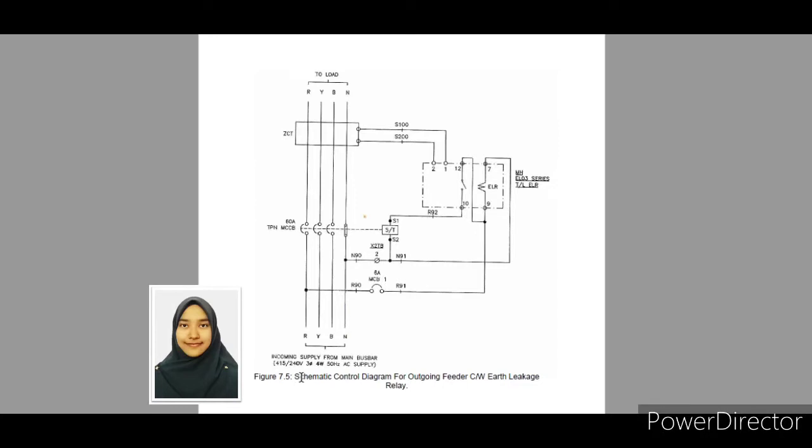Now let's take a look at figure 7.5, which is schematic control diagram for outgoing feeder CW earth leakage relay. The concept is the same, but the difference is this circuit used to trace the leakage current, and the circuit before is to trace earth fault. Just like figure 7.4, this circuit begins with the main busbar, and it connects to the TPN MCCB that used as the circuit breaker. The circuit breaker is connected to the ST, which is connected to the contact.